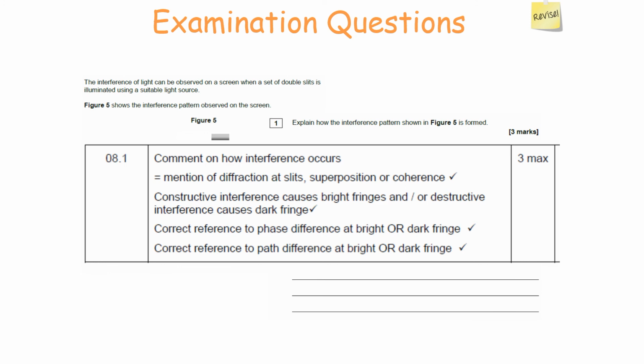Now you're then going to talk about path difference and phase difference and how they produce your bright and dark fringes. So it's the idea that if they're in phase, you'll get a bright fringe. If they're out of phase, you'll get a dark fringe. Then for your path difference, if it's an odd number of half wavelengths between the two waves, you'll get a dark fringe. Whilst if it's an even number of half wavelengths between the two paths, you'll get a bright fringe. You really need to learn how the phase difference and the path difference link to bright and dark fringes, constructive and destructive interference.